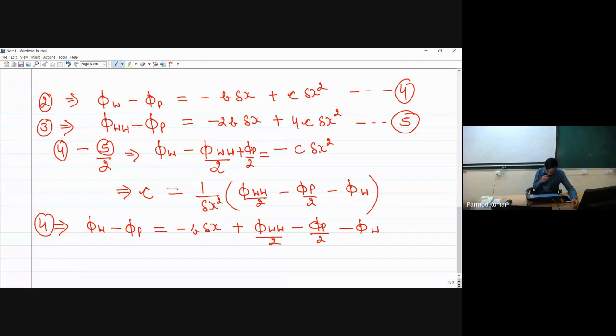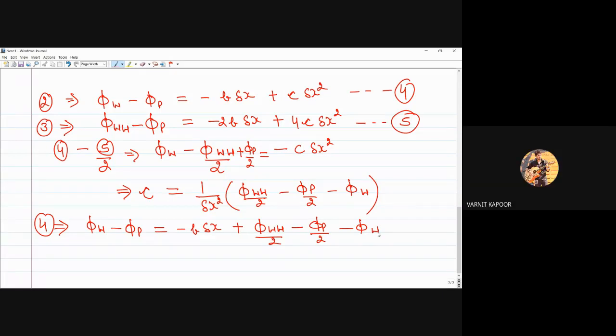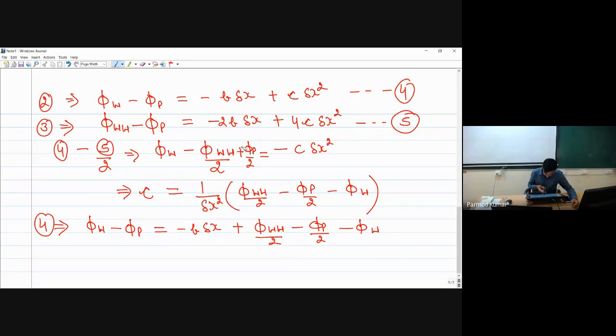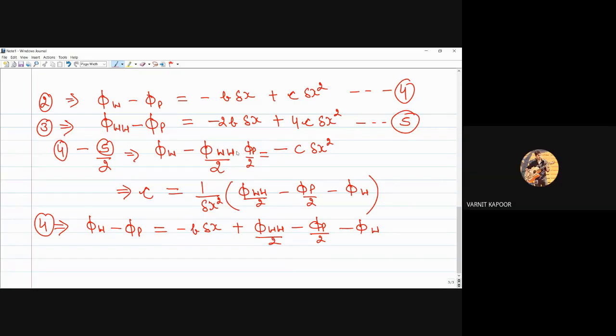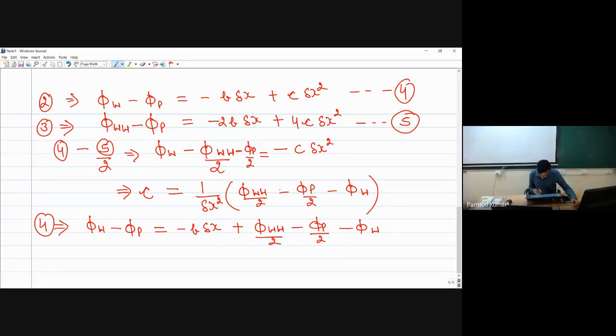Okay. Now, sir, can you tell me, there will be minus phi p by 2 in 4 minus 5 by 2. Let me write. Yes, it will be minus phi p. And here in the below equation the sign will change. Yes. So here it will become plus, and here also it will become plus. Okay. Is it correct now? Yes, sir. Okay. So now can you tell me what will be the value for b?